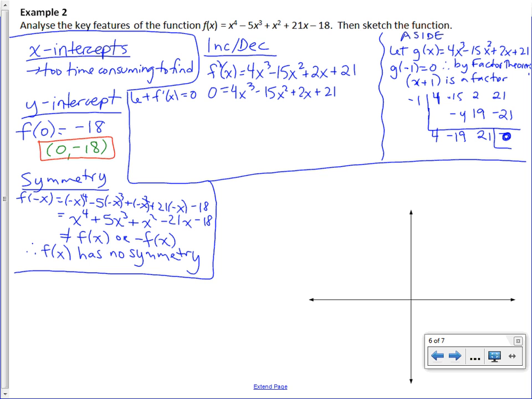Okay. So, all of that is side work. You can now go into factoring mode again. So we're over here. I've done all that work. It turns out I can factor 4x cubed minus 15x squared plus 2x plus 21 to x plus 1 times, what's the other factor, guys? Minus 19x plus 21.